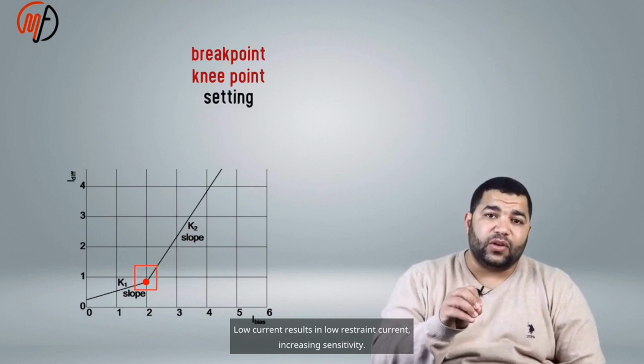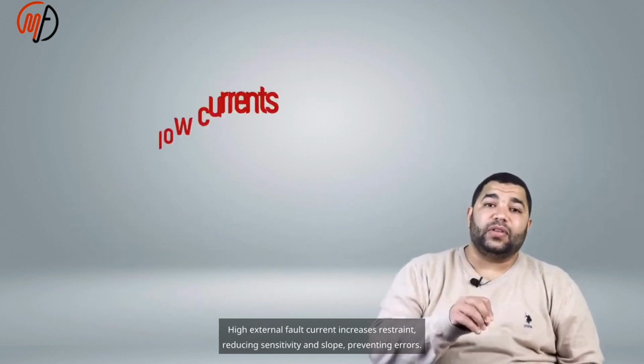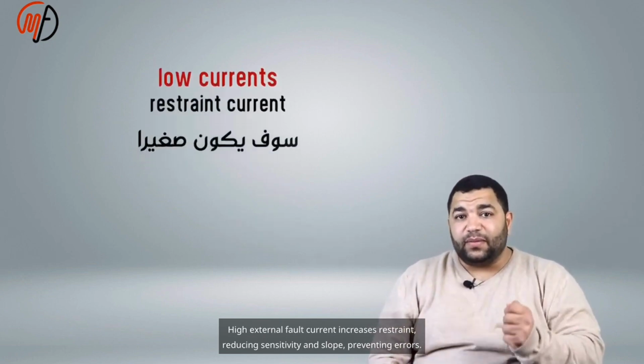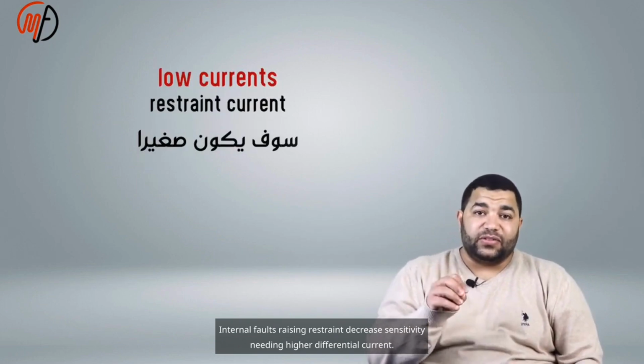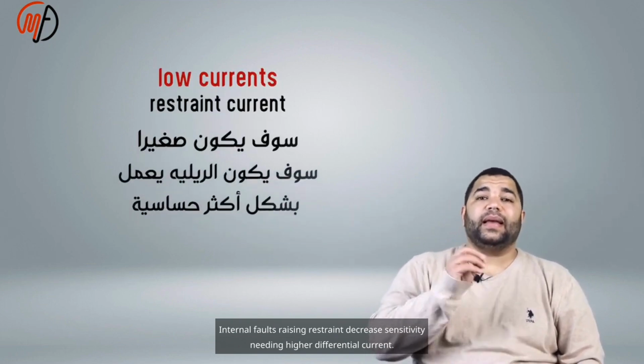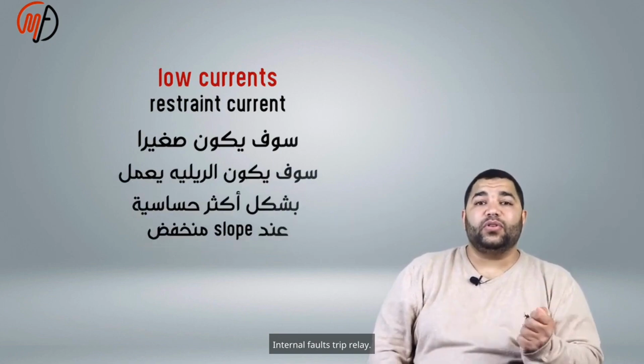Low current results in low restraint current, increasing sensitivity. High external fault current increases restraint, reducing sensitivity and slope, preventing errors. Internal faults raising restraint decrease sensitivity, needing higher differential current. Internal faults trip the relay. Calculate the expected fault current to stay within limits.